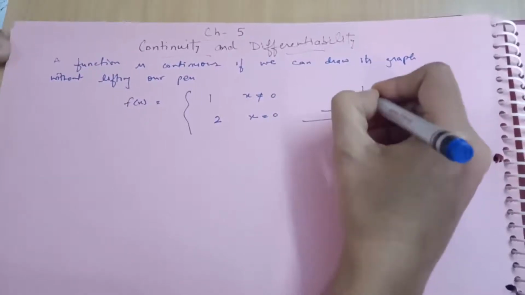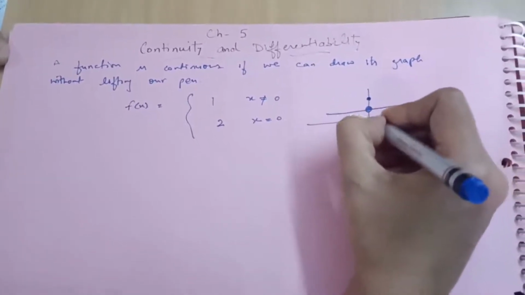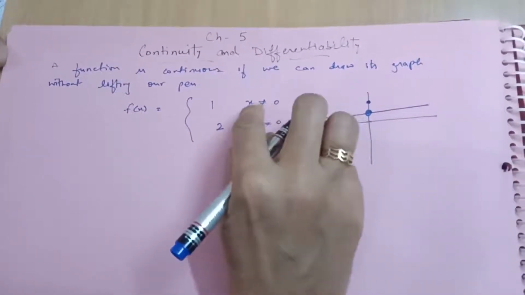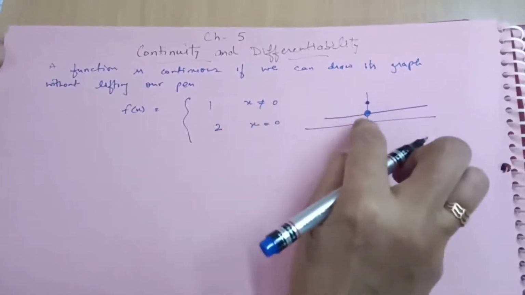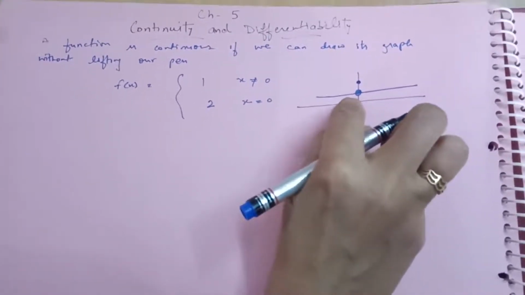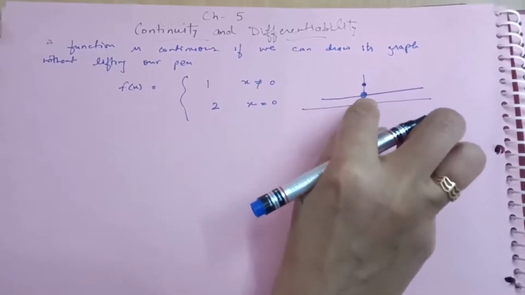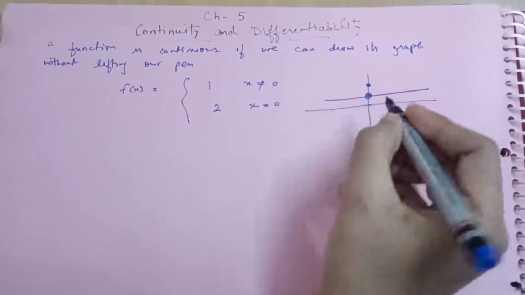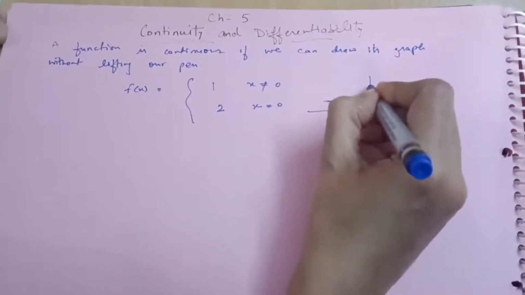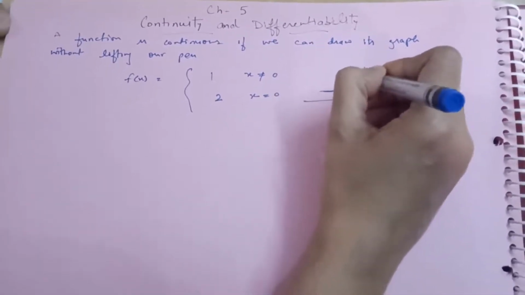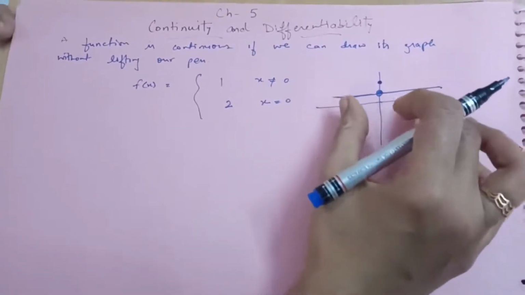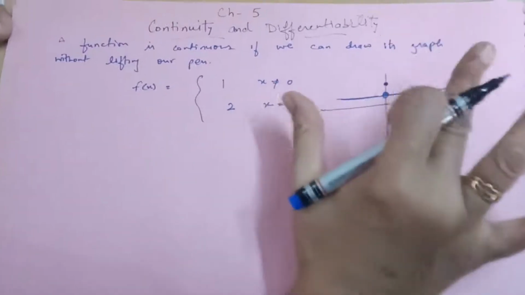The value at 0 is 2, and for x greater than 0, it is 1, and for less than 0 also it is 1. With 0 plus h the value is 1, and with 0 minus h also the value is 1, but exactly at 0 its value is 2. So if I draw the graph, I need to lift my pen at 0 because the value is here, and then again I need to lift my pen. So this is not a continuous function at x equals 0.